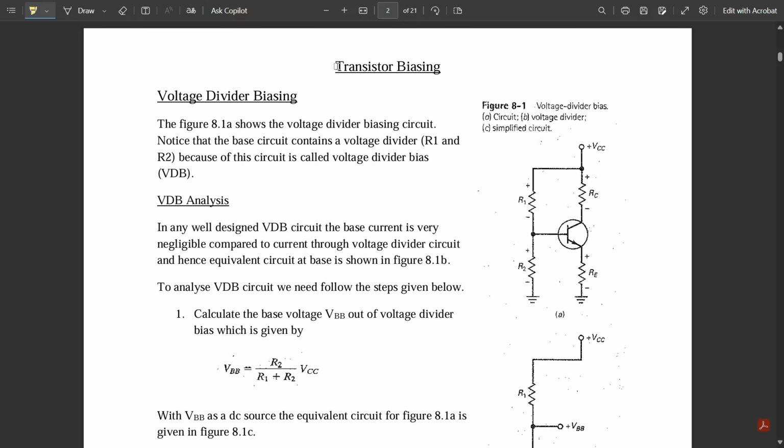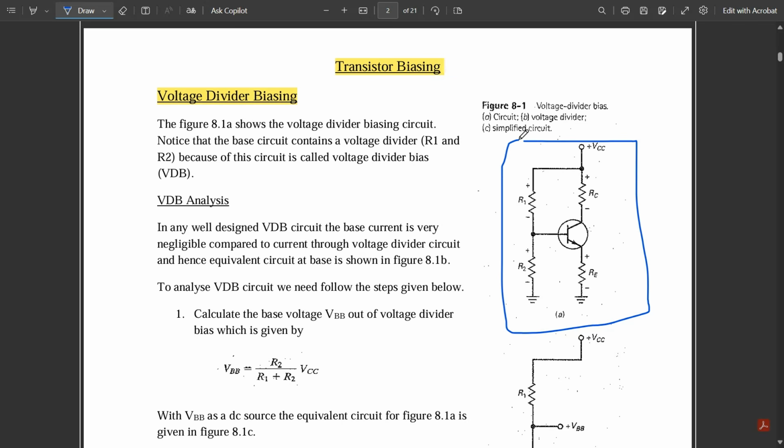First concept: transistor biasing. First let us see voltage divider biasing. This is figure 8.1a, this figure here. This is the circuit diagram of a voltage divider biasing, showing how the voltage is getting divided with respect to a simple BJT, that is, a bipolar junction transistor.